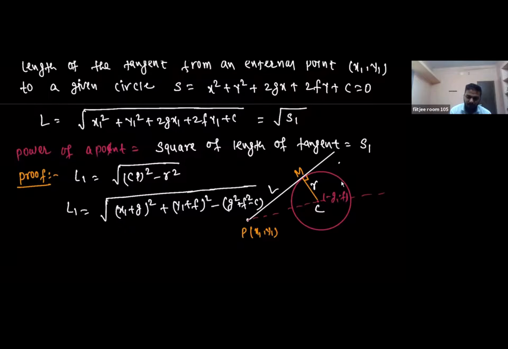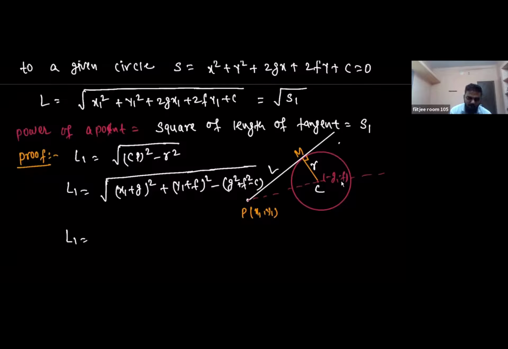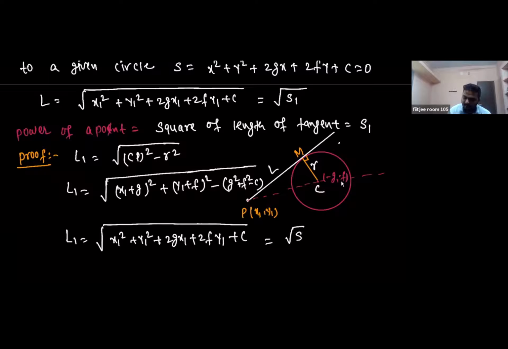So what should be the value of L1? I am getting x1 square plus y1 square plus 2gx1 plus 2fy1 plus c, because g square and f square cancel. So this length I am getting is under root of S1. Don't put L1, always put L here. By mistake I put L1 because S1 is there, na? So I am writing this one.